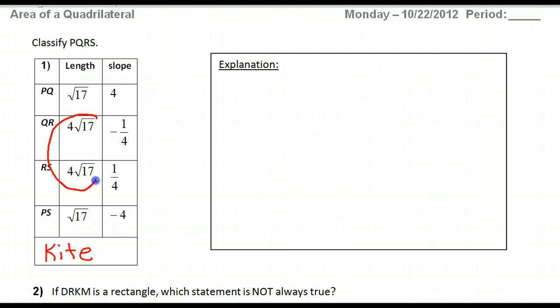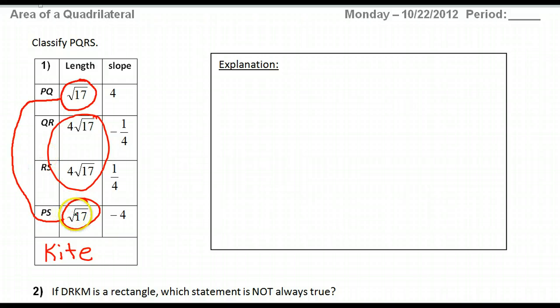These are consecutive sides. See how they're right next to each other? And they are congruent. Please understand the way this wraps around. PS wraps around, and PQ is the consecutive side. So these would also be consecutive sides. So we do have 2 pairs of consecutive sides that are congruent. So it is a kite.